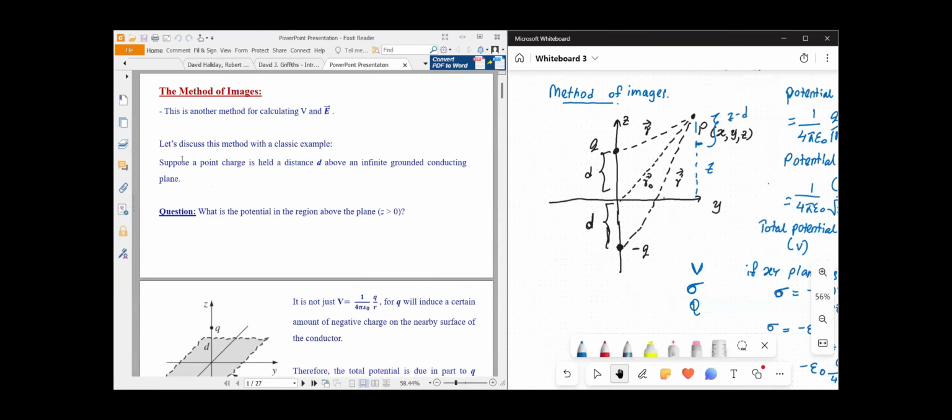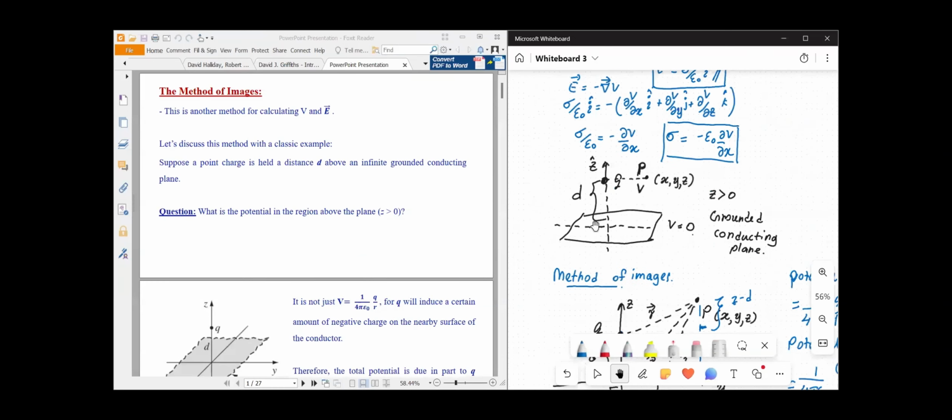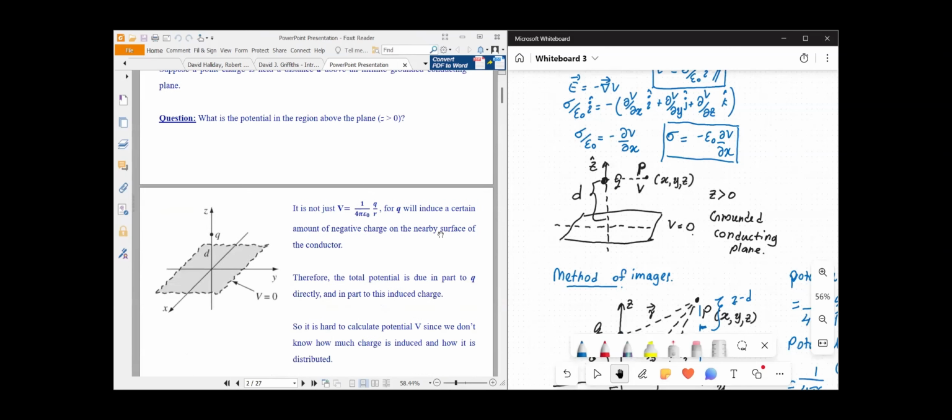Initially, the question we discussed was: suppose a point charge is held at a distance d above an infinite grounded conducting plane like this. In this situation, it will be a little bit hard to calculate the potential since we don't know how much charge is induced and how it is distributed.